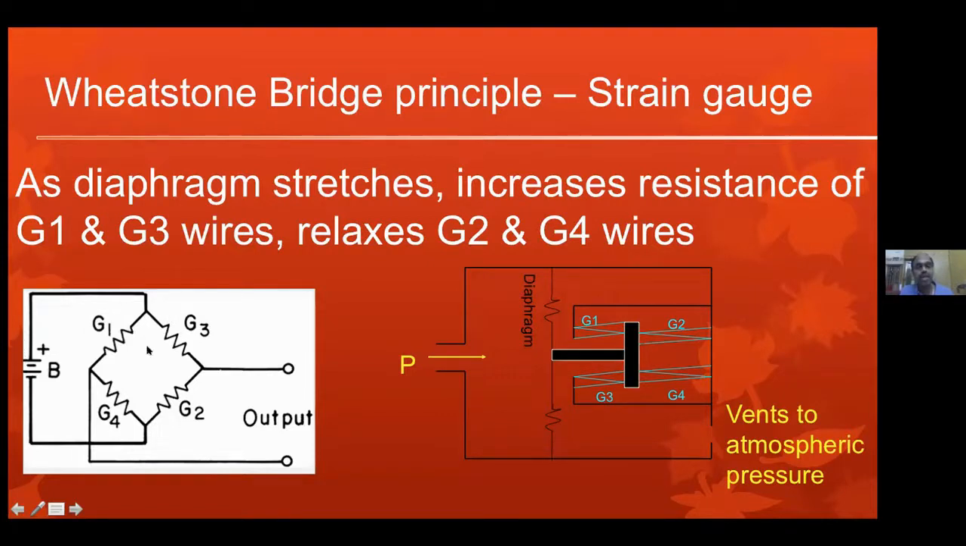When I give a current through a circuit where there is variable resistance, if I am able to increase the resistance in some path and reduce the resistance in some path, my output will be different. So the output will be reflecting how much is the strain gauge. The amount of movement of this diaphragm will come out as the amount of output. So this is the basic principle of the Wheatstone bridge.